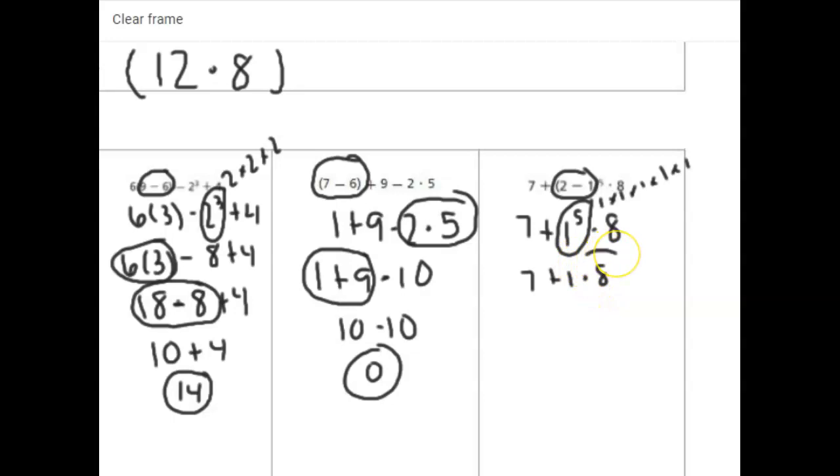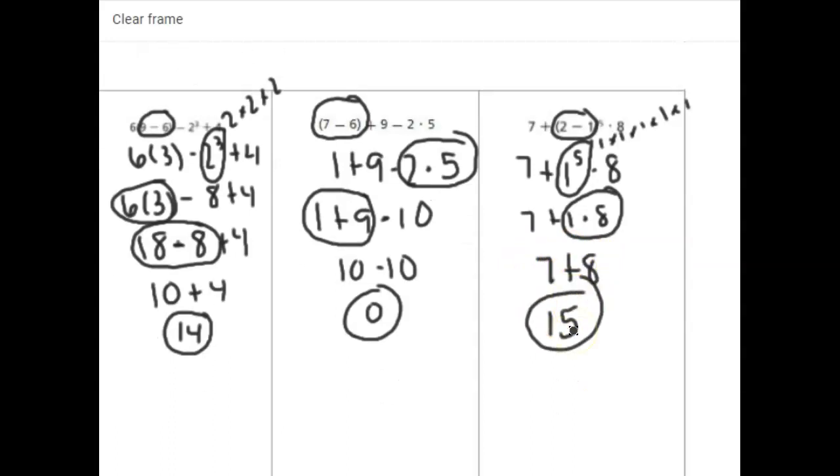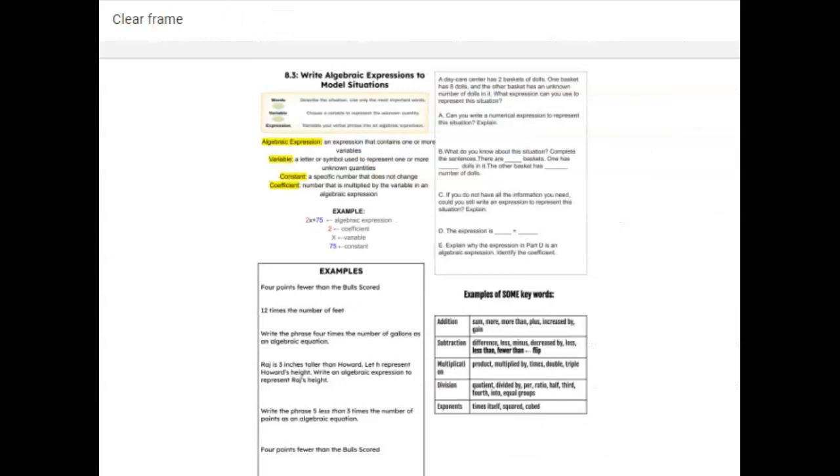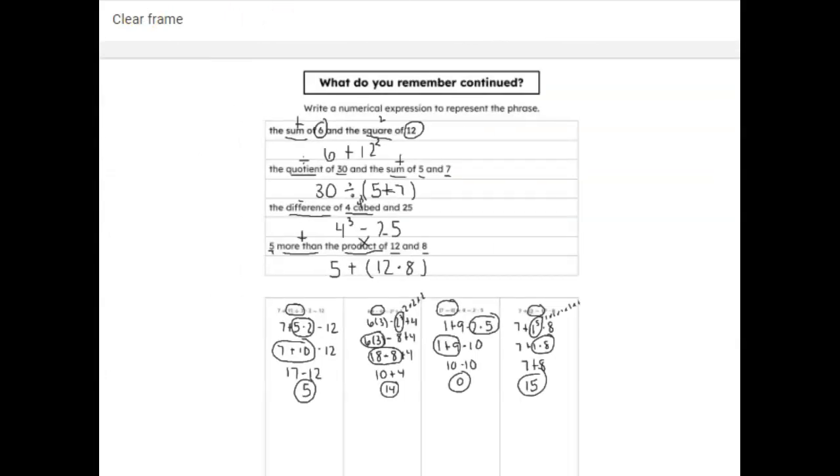We are then going to do multiplication. So 1 times 8 is 8. 7 plus 8 is 15. And that is it. Okay, so that was it for that one. You can always go back and watch the lesson if you need to.